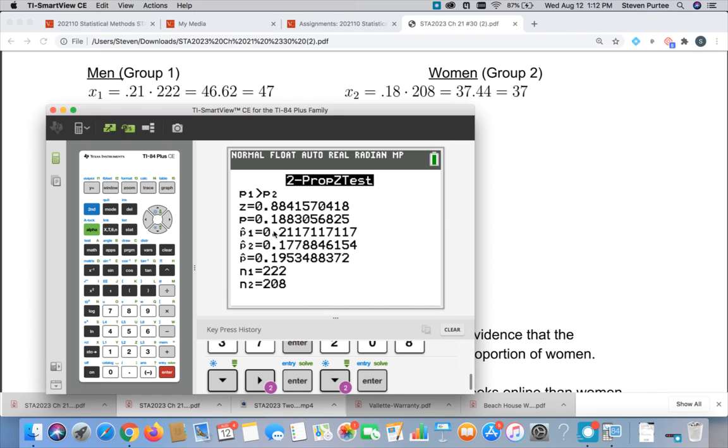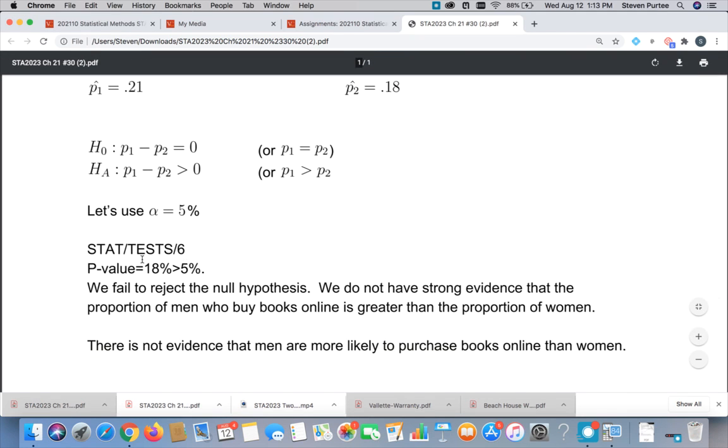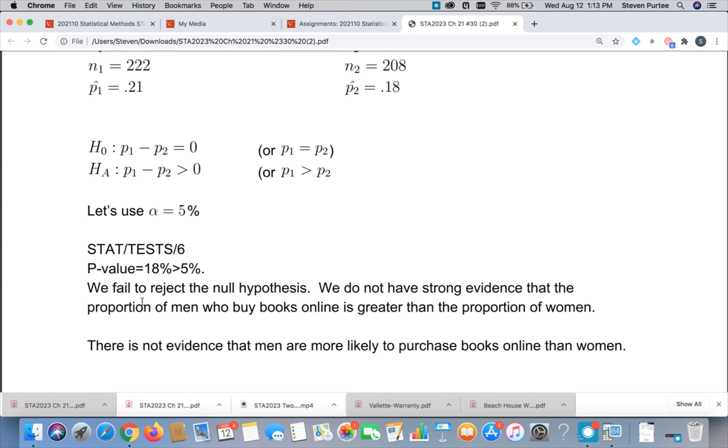Here's our p-value. That's all we wanted from here. We should check these numbers just to make sure, but this is what we want, our p-value. So our p-value is 18%. That's a giant p-value. Remember, small p-value is strong evidence. Remember also, if you ever get a p-value bigger than 50%, you've done goofs somewhere. So our p-value is 18%.